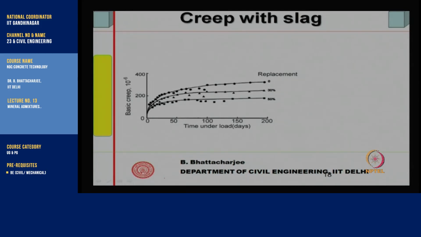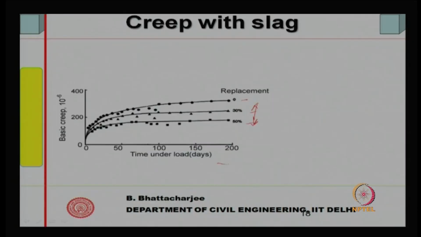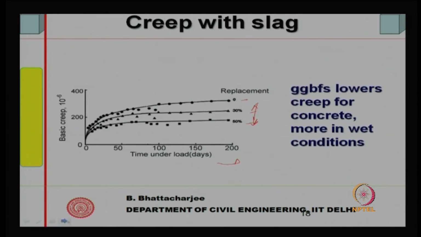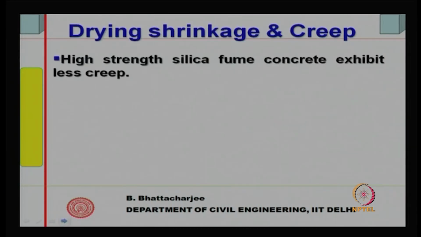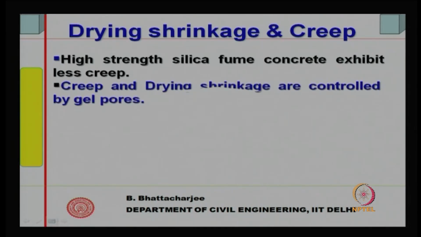Creep with slag: if you look at it, there is 0 replacement, 30% replacement and 80% replacement, and basic creep. So, you can see that as I add the slag, creep really reduces. Time under load is the same. So, basically GGBFS lowers creep for concrete, more obviously in wet condition, the same as fly ash; the behavior is almost similar to fly ash. Then drying shrinkage and creep. High strength silica fume concrete exhibits less creep; that has also been observed, even silica fume shows less creep.